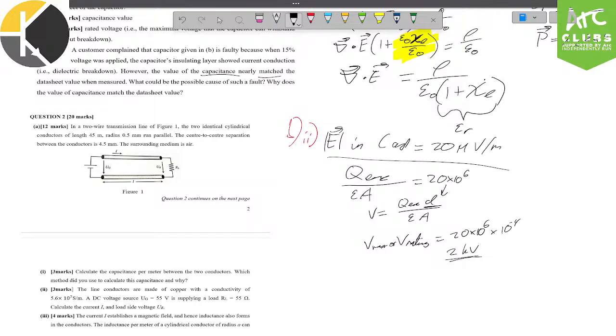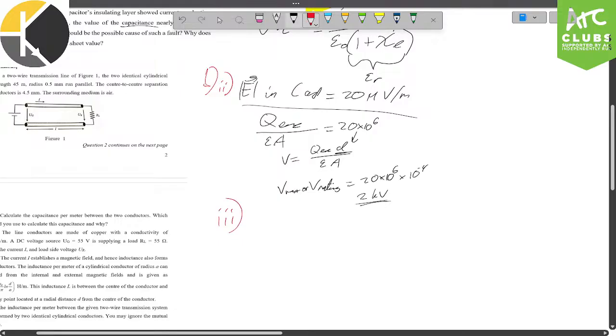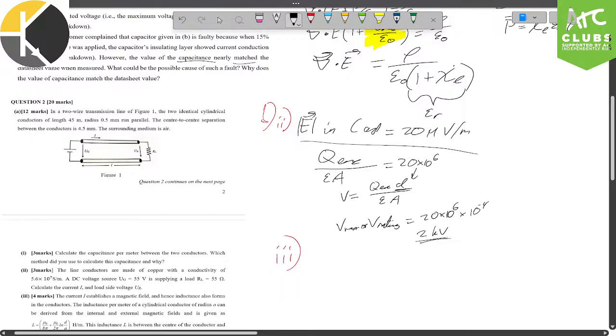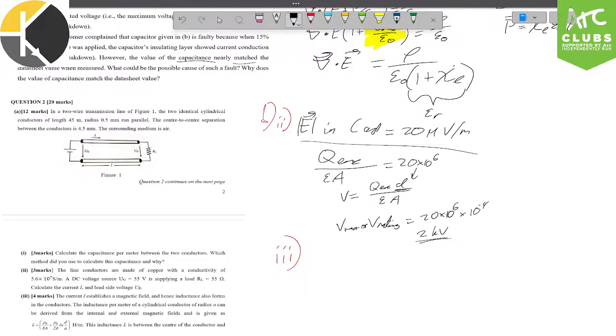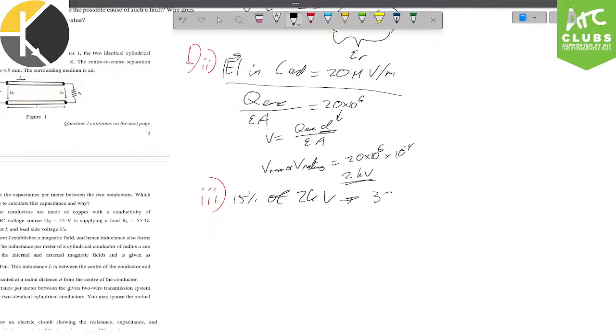This feels a little bit more like an electronics question to me, but let's think about this. If anything is going to break down, it's going to break down at a certain voltage. So at 15% of the rated voltage, let's consider, the rated voltage was 2 kilovolts. If we take 15% of 2 kilovolts, this is going to give us about 3, wait, let me just think about this. It'll be about 300 volts. And so now 300 volts is going to imply that 300 on D is going to be the breakdown.